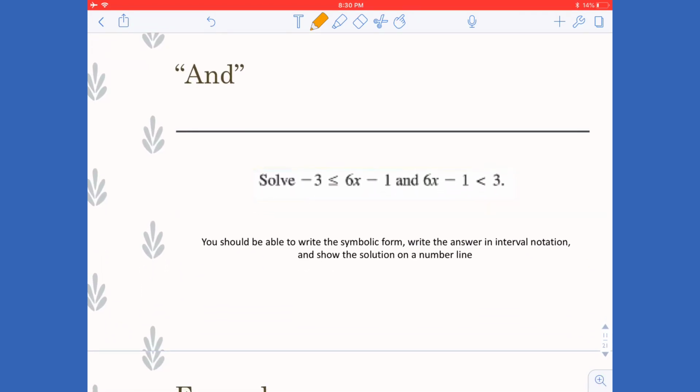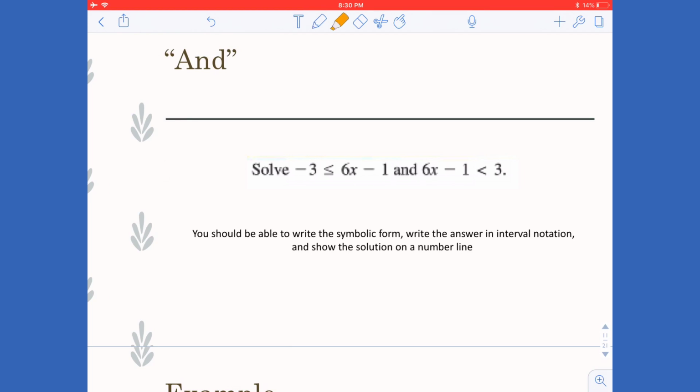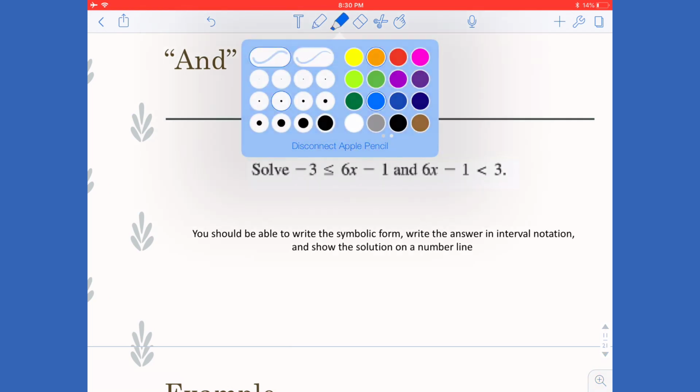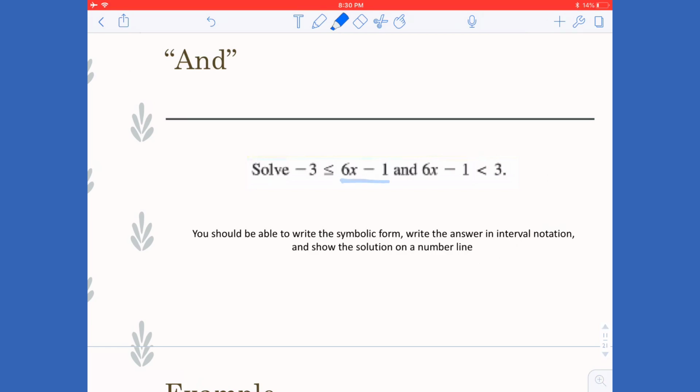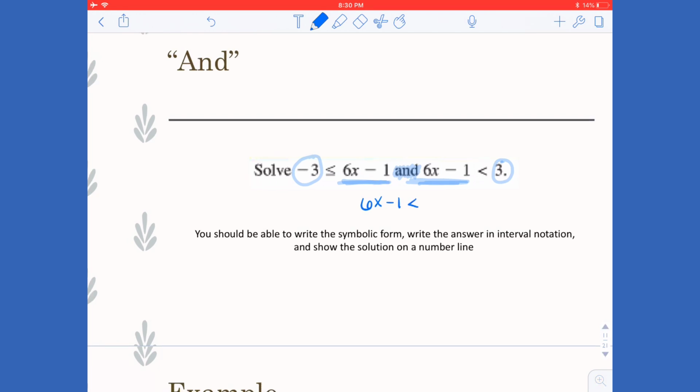However, when I use the word and, I can actually put the solutions together. So if you notice in each of these inequalities, they both have the 6x minus 1 portion. And in the first inequality, 6x minus 1 is bigger than or equal to -3. And then in the second inequality, it has to be smaller than +3. And we're using the word and. So that's telling us that we can actually write this as one inequality, 6x minus 1. And it needs to be less than 3 and at the same time greater than or equal to -3.